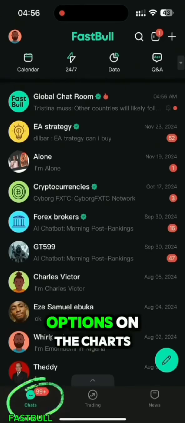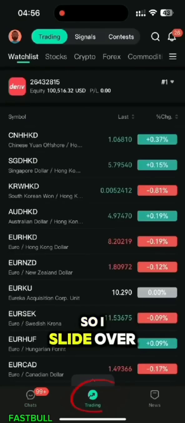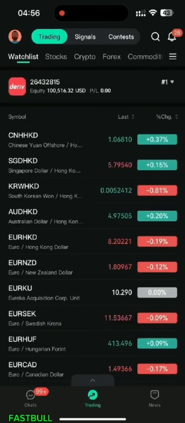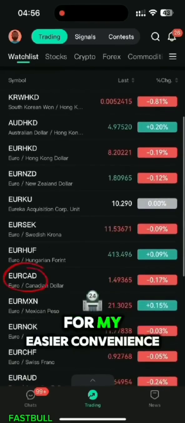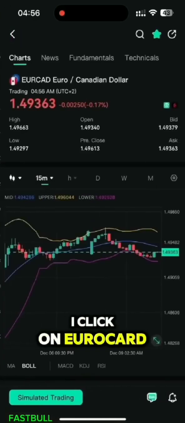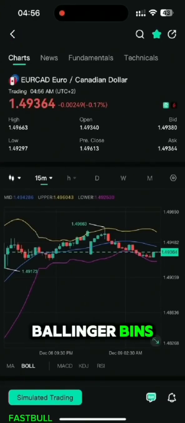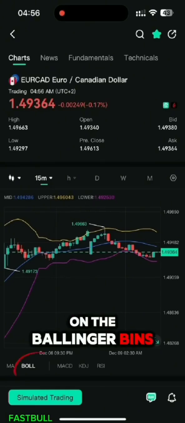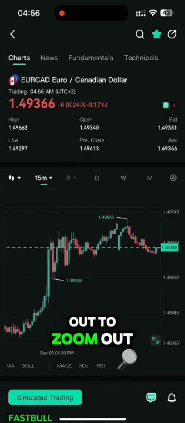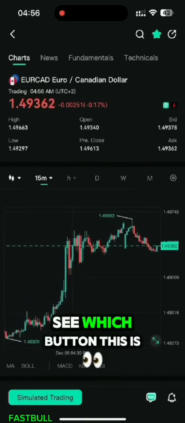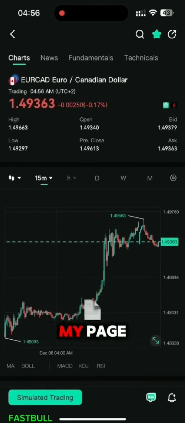So back to our options on the charts, I want to check my trading activities. So I'll slide over to that trading bar over there. There it will give me my watch list, which is almost 1,000 symbols for my convenience. I click on EURCAD over there, it takes me directly to the chart. And since I don't want the Bollinger Bands, I'll simply click on the Bollinger Bands and then they will come off. Then I pinch out to zoom out so that I can see which pattern this is, so that I can have a clear analysis on my page.